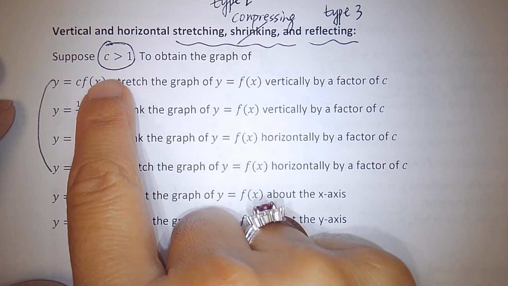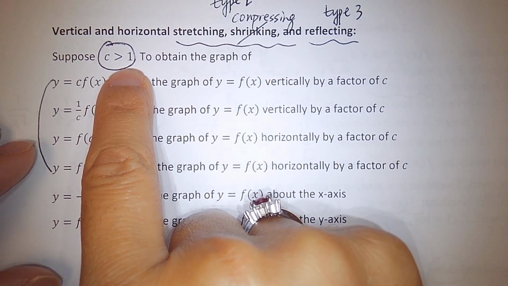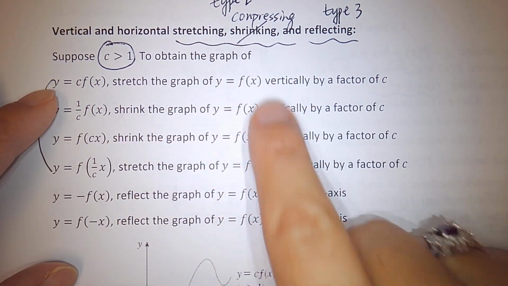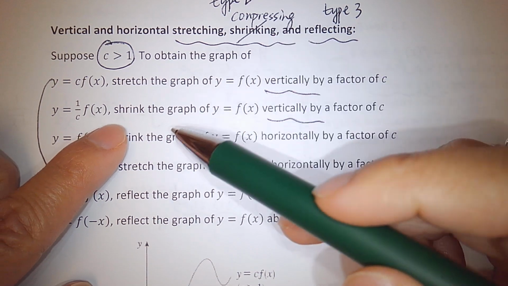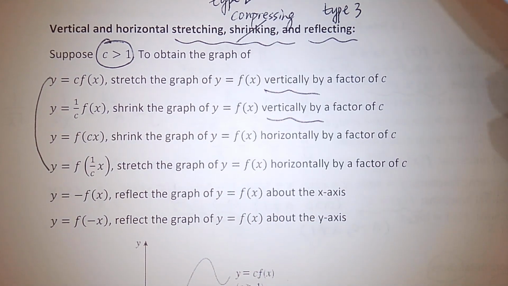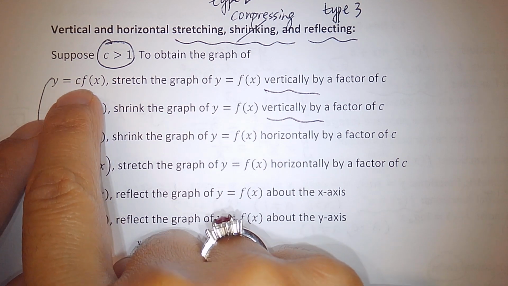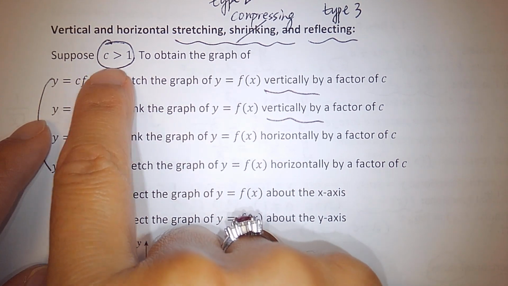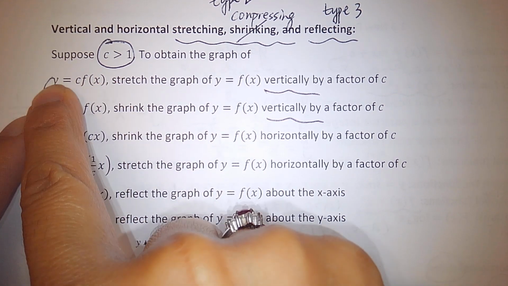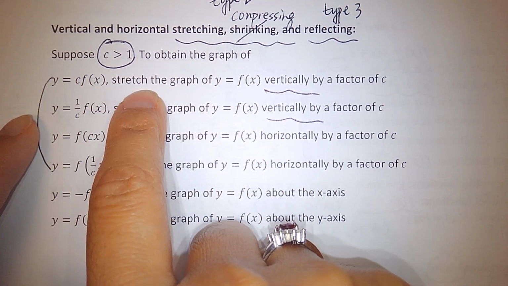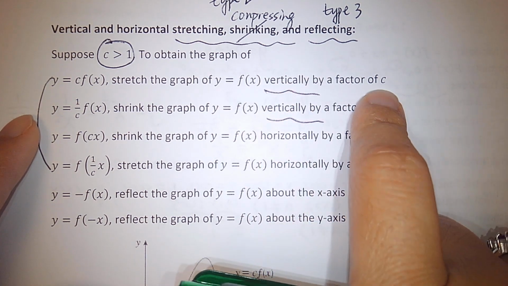Okay, c is greater than 1 means c could be 2, could be 3. It is a number greater than 1. Okay. So for vertically stretching and compressing, or shrink, whatever they call it. If we have this factor c multiplied by f of x, c is greater than 1, then we say this new function comes from stretching the original function vertically by a factor of c.